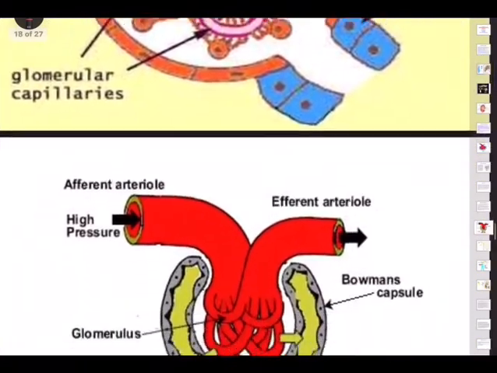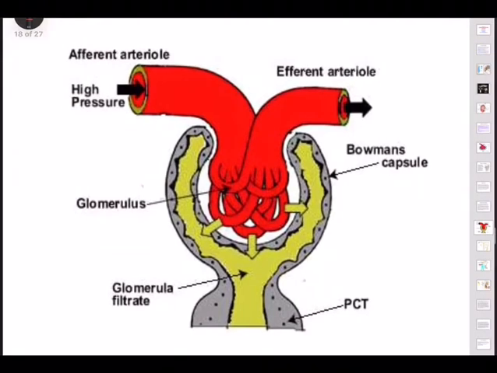This is what happens in the glomerulus. And then to be specific here, you can see the afferent arteriole with high blood pressure, high pressure within, enters inside and then goes through the glomerulus, the network, and then the filtration takes place.